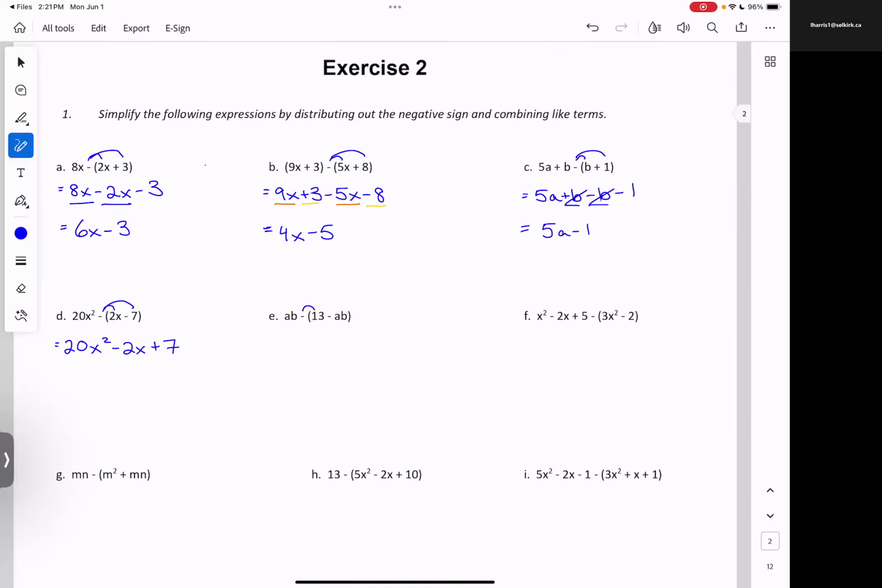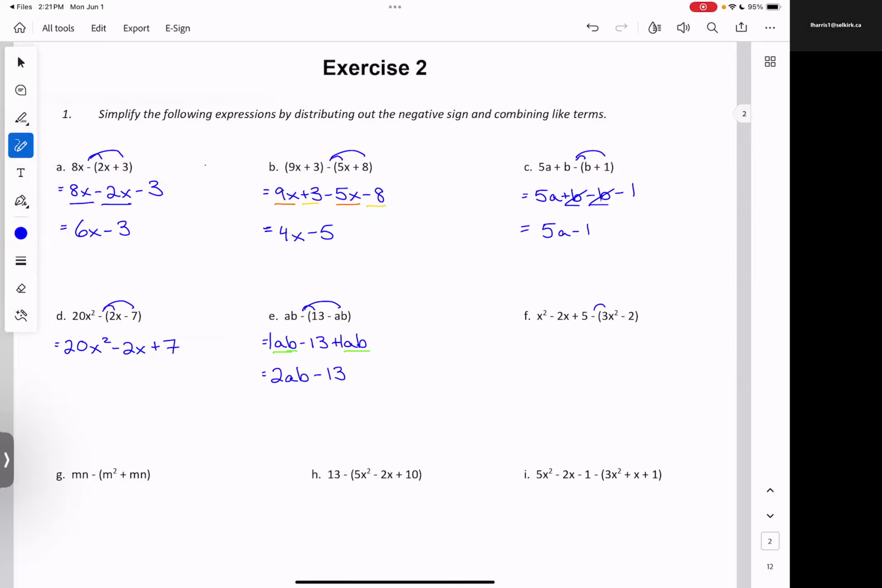All right, in E, we're going to distribute out that negative sign. So we get AB minus 13 plus AB. And now I do have two like terms because A is A to the power of 1 times B to the power of 1. Those two are in common. So remember, you can think of these as having a 1 in front of them. So we've got 1 plus 1. That gives us 2AB. And then we've got that minus 13.